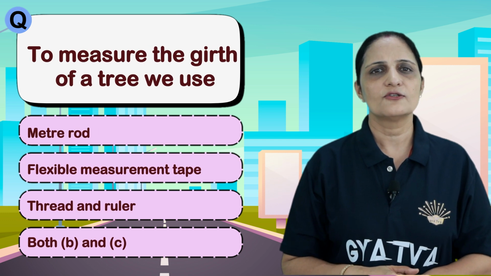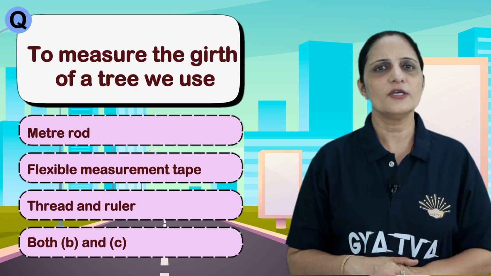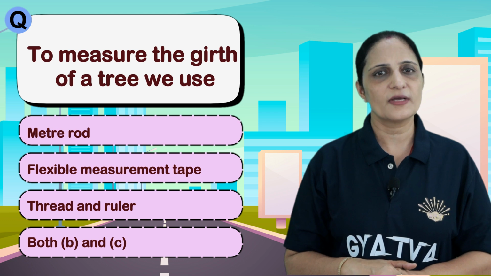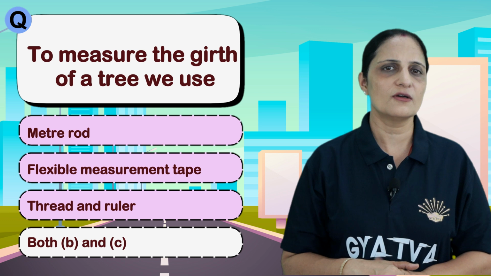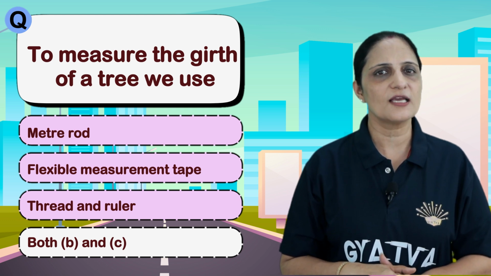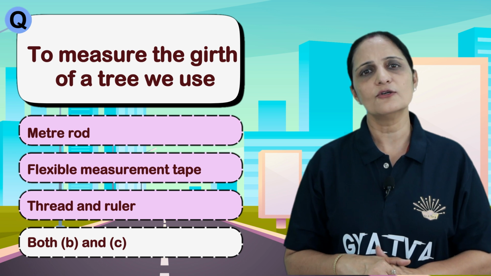Question number 6, to measure the girth of a tree, we use option A, meter rod, flexible measurement tape, thread and ruler, or both B and C. So the correct option goes for option D, that is both B and C, that is flexible measurement tape and a thread and a ruler.